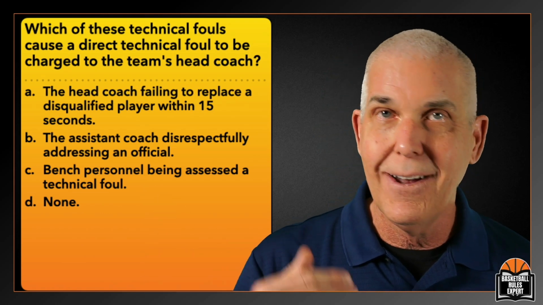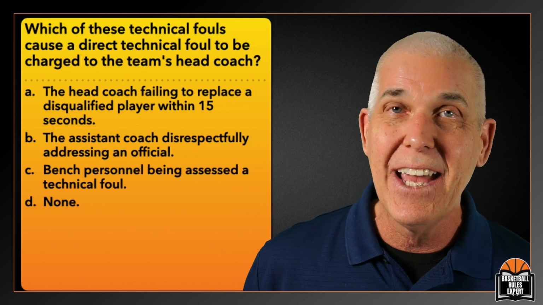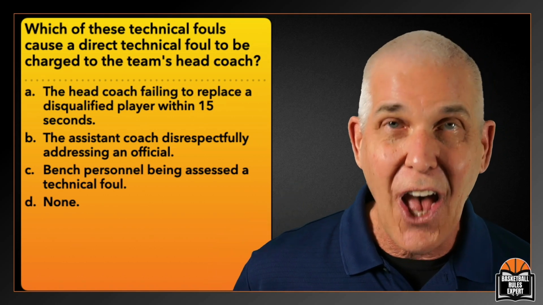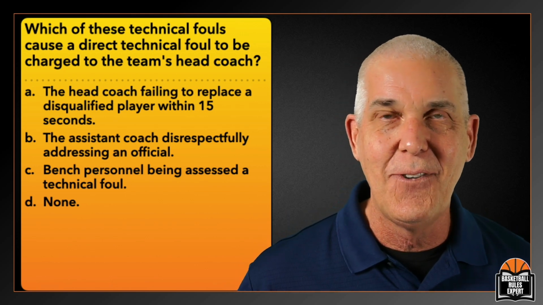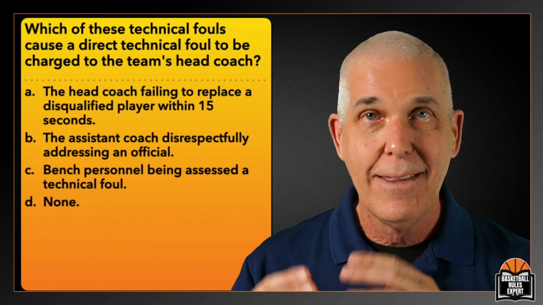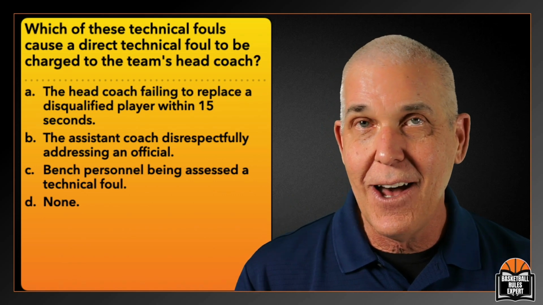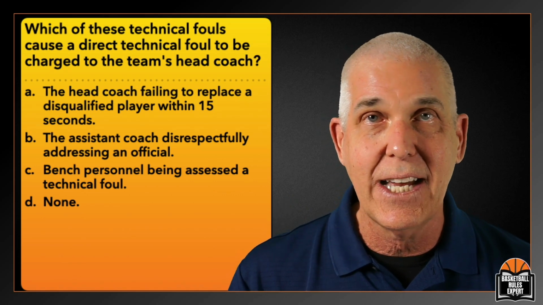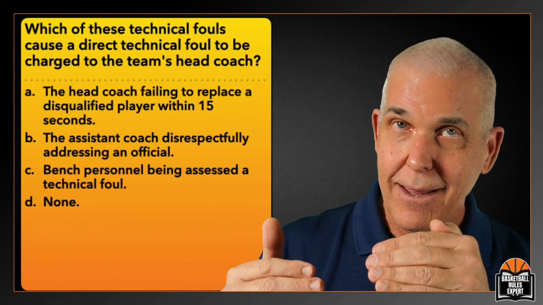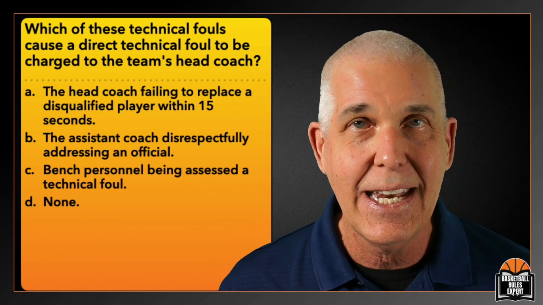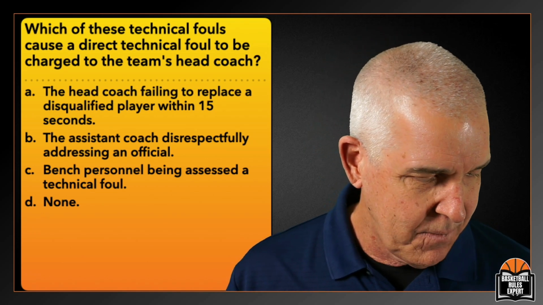In C, bench personnel being assessed a technical foul. Let's say a player or a team member sitting on the bench says, that ref sucks, and you assess a technical foul to that team member. That is a direct technical foul on that team member, a player technical. And since it was bench personnel, the coach would receive an indirect technical foul.